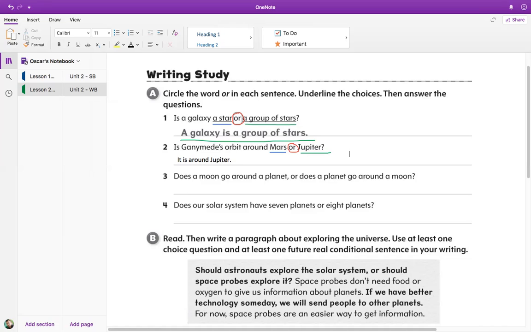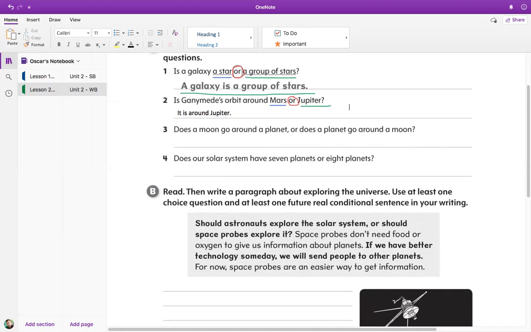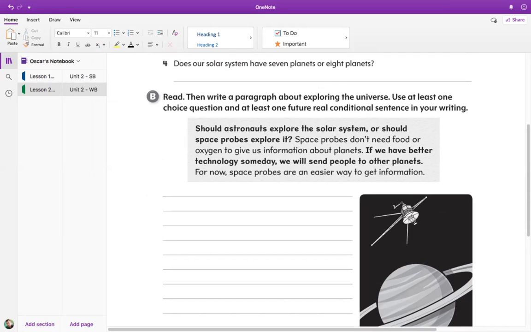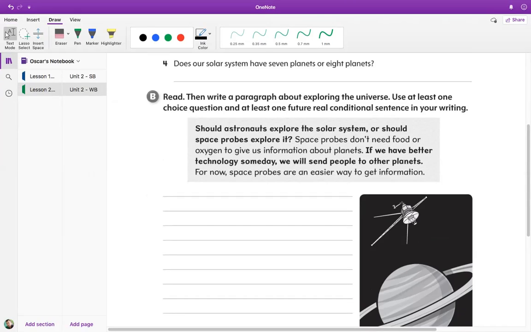Okay, so this was the example for your exercise. For your homework, I want you to complete number 3 and number 4. You just have to follow the directions that I've given you in the student book and also here in the workbook. And also, you'll have to write a short paragraph about exploring the universe. So these are the directions. Read, then write a paragraph about exploring the universe. You'll have to use at least one choice question and at least one future real conditional sentence that I'm sure you have studied with your English teacher.